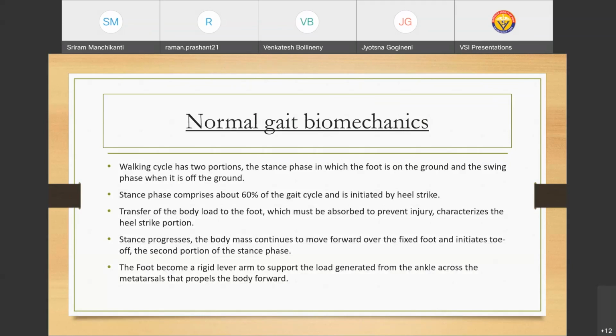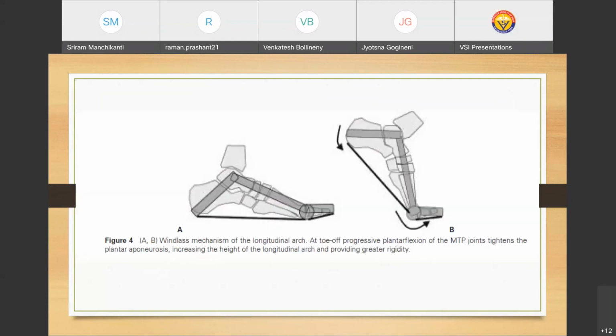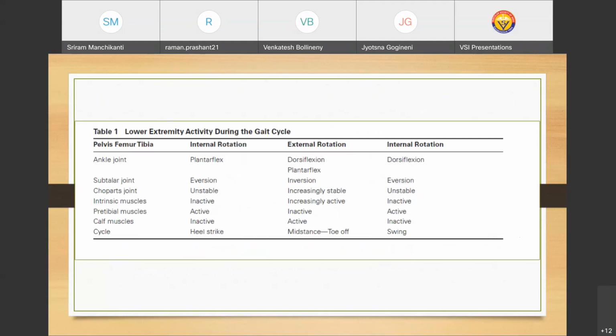As the foot progresses, the body mass continues to move forward over the fixed foot, and it initiates toe off in the second portion of the stance phase. In this, it is important to make out that the foot is a lever which acts as a support for the load which is generated, and this is all extended across the metatarsals and the joint along with the toes. So this is the normal windlass effect. And the various phases of the gait cycle are important here, basically in case of the subtalar joint, which is inversion and eversion.